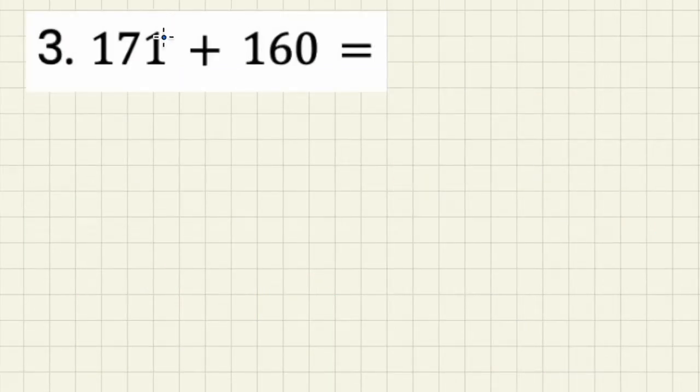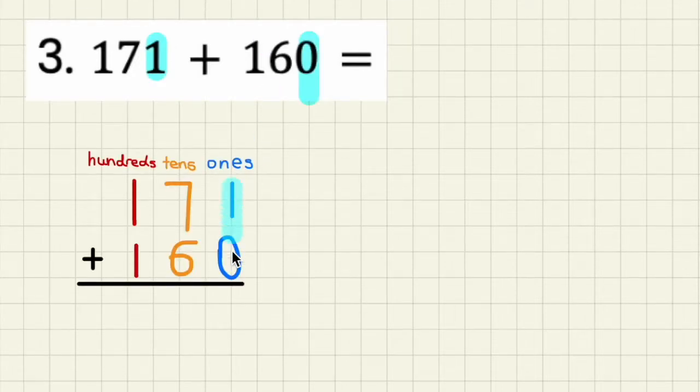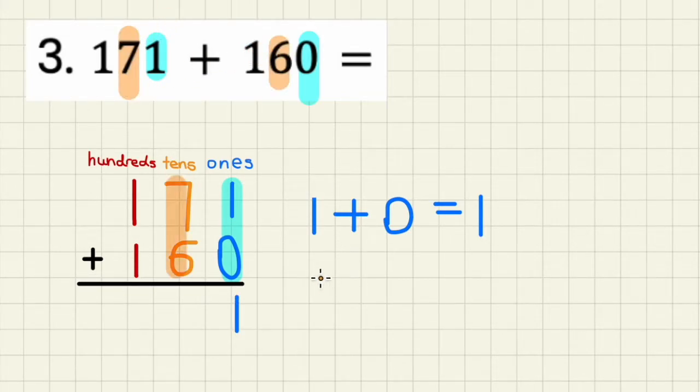This is our third question, 171 plus 160. Let's write it into the vertical form. First, we have to add the ones place, which is 1 plus 0. 1 plus 0 is 1, so let's write 1 there, and now we can move on to the tens place. The tens place is 7 plus 6. Do you know what 7 plus 6 is? That's right, it is 13.